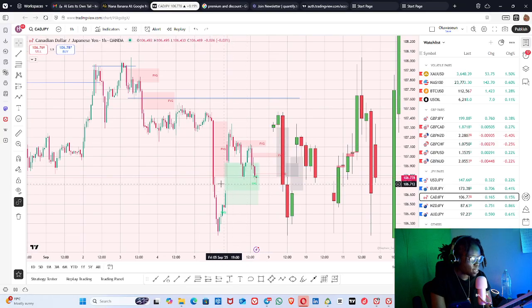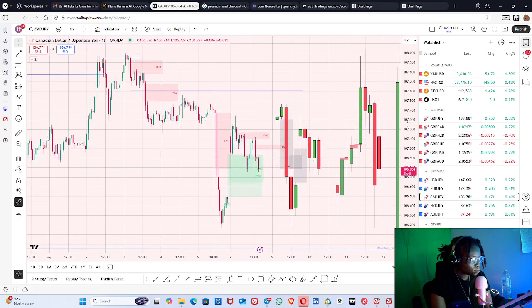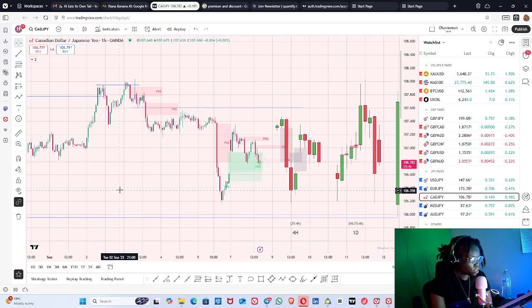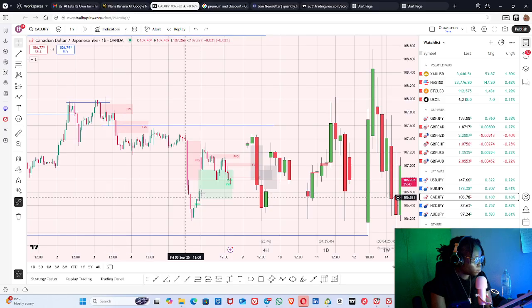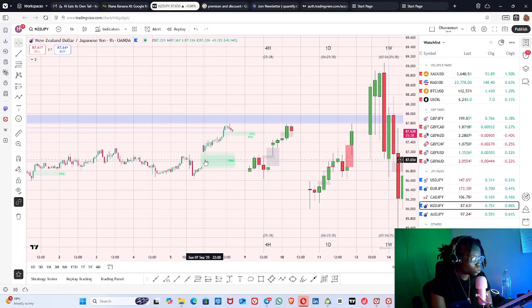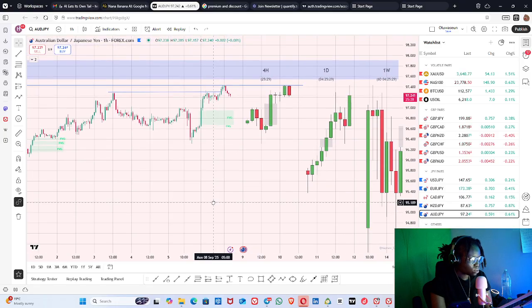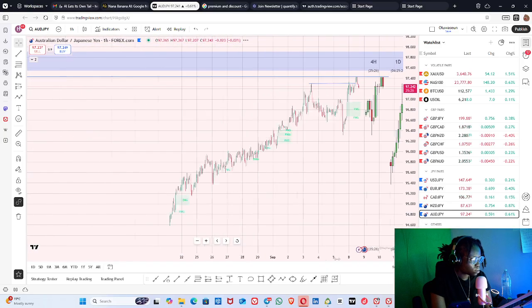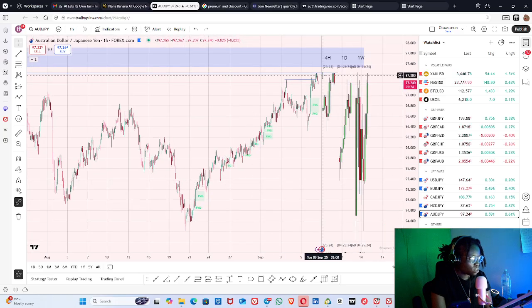CAD's FVG is getting closed. Price will definitely come back to that region, so we have this one to fill. NZD, I'm expecting price to sell to enter this zone. I've opened a sell order for AUD JPY.